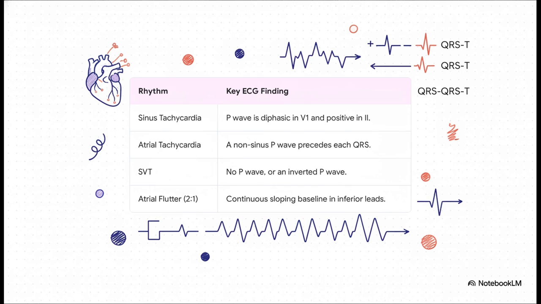For sinus tachycardia, you're looking for a very specific P wave that's diphasic, meaning it goes up then down, in V1 and is completely positive in lead 2. For atrial tachycardia, you'll see a P wave before each QRS, but it won't have that classic sinus shape. With SVT, you often can't even see the P wave, or if you can, it's inverted. And finally, atrial flutter with a 2-to-1 block has a signature look: a continuous sloping baseline in the inferior leads with no flat isoelectric line at all.